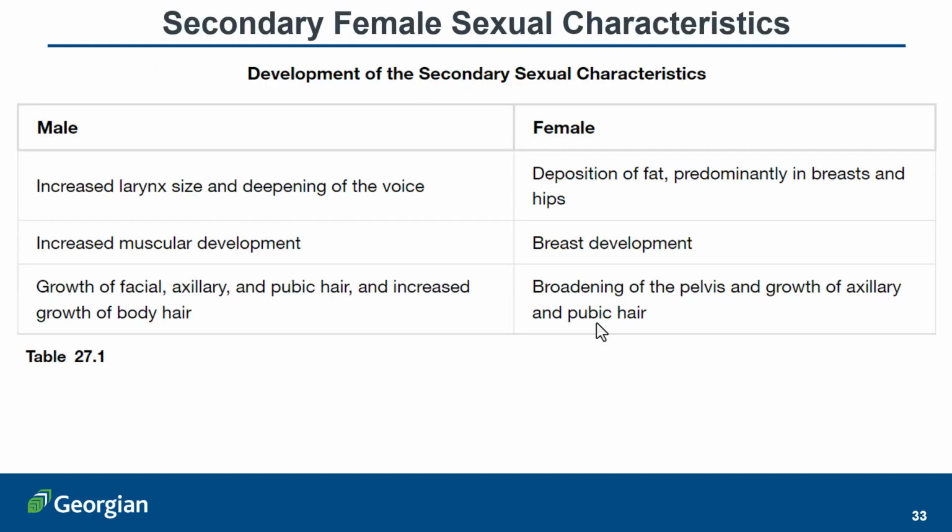Here's just a table that shows you the development of the secondary female sexual characteristics. We had seen this table previously when looking at the male secondary sexual characteristics. So once more, it's the deposition of fat, predominantly in the breasts and the hips, breast growth and development, broadening of the pelvis, and growth of axillary and pubic hair.